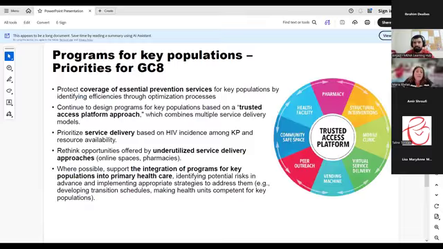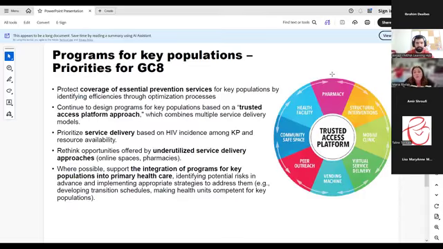It's important to continue to design programs for key populations based on this trusted access platform approach, which combines multiple service delivery models, from mobile clinics, structural interventions, pharmacies, peer outreach, safe spaces, to vending machines, in order to allow access for different communities, different populations in different modalities. Service delivery should be prioritized based on HIV incidence, so really where the needs are the greatest amongst key populations, as well as resource availability.